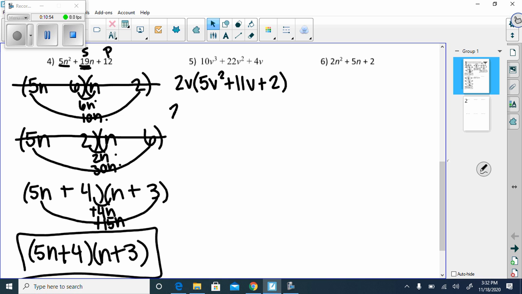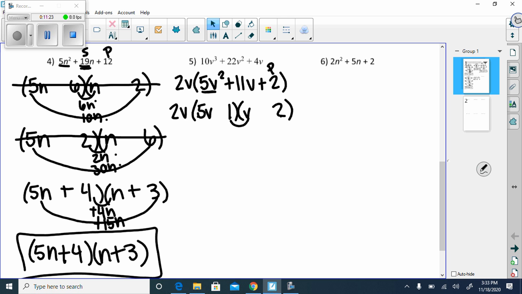Alright, so I keep that GCF out in front, and now I'll need my 2 parentheses. Whatever I put in the front has to multiply to give me 5v squared, so it must be 5v and v. And then whatever I put in the end of my parentheses has to multiply to give me my product, which is 2. So I'm probably going to use 1 and 2.